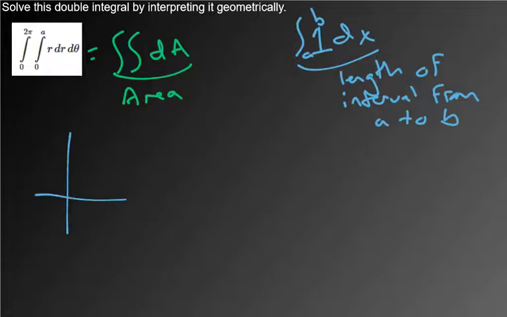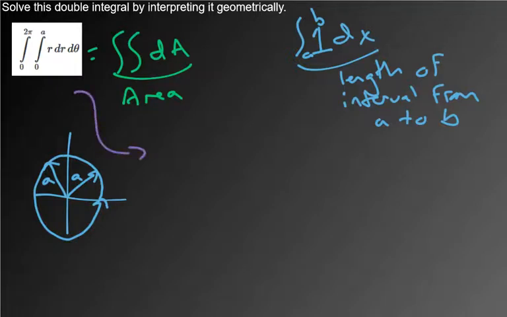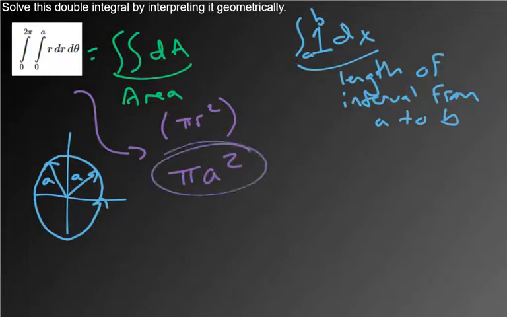So if you draw it out, you go 0 to 2 pi, and your radius everywhere is 0 to a. If you just wanted to conceptually solve this problem, you can think of it as literally pi r squared, the area of a circle, but the r is a. So the answer to this would just be pi a squared. That would be how we can interpret the answer to that integral.